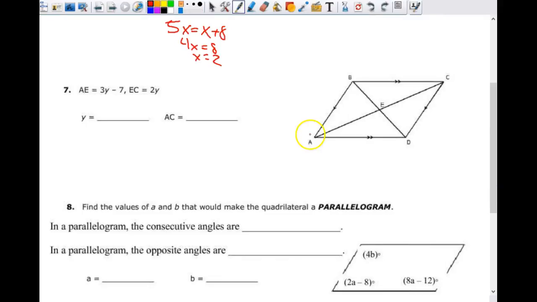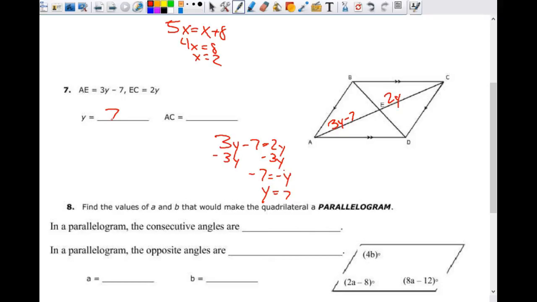AE is right here, and that's 3y minus 7 is equal to 2. And then there's 2y for EC. Spoilers, just like the other problem, this is actually the exact same problem. Those two are equal to each other. 3y minus 7 is equal to 2y. Minus 3y on both sides, and we get negative 7 is equal to negative y. So y is equal to 7.